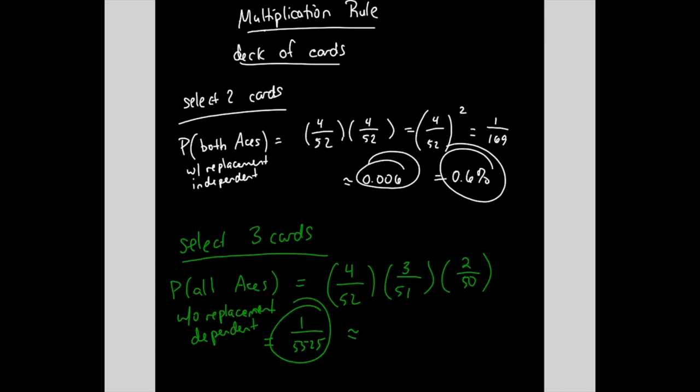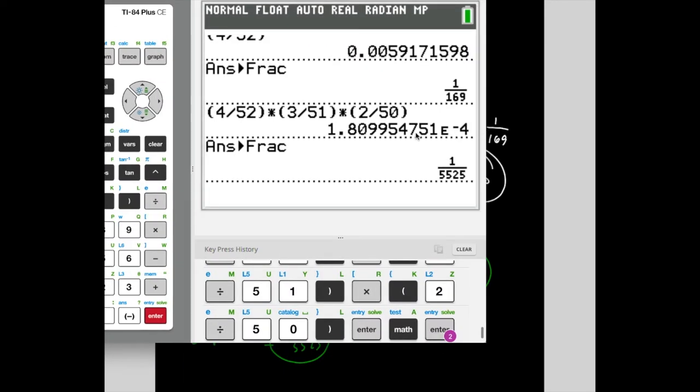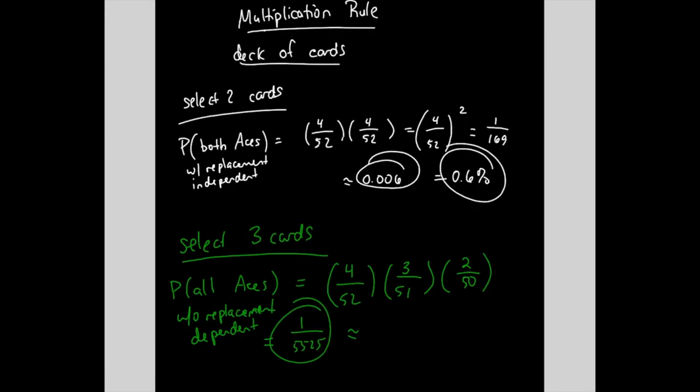So I want you guys to realize that this is 1.80. This is not my probability. E negative 4 represents scientific notation. This means 1.80995 times 10 to the negative 4. That means I moved this decimal 4 places to the left. That's the actual number that this calculator is showing. 0.0001, I'll just do 8.